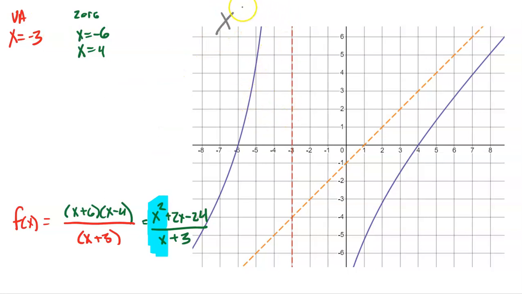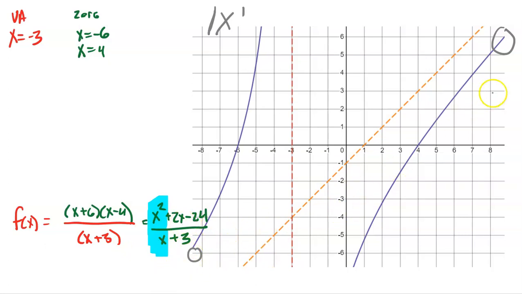So that is an odd power with a positive leading coefficient. And that is why we see the right side is up and the left side is going towards negative infinity. Because remember, that's what an odd power polynomial with a positive leading coefficient is going to be for end behavior.